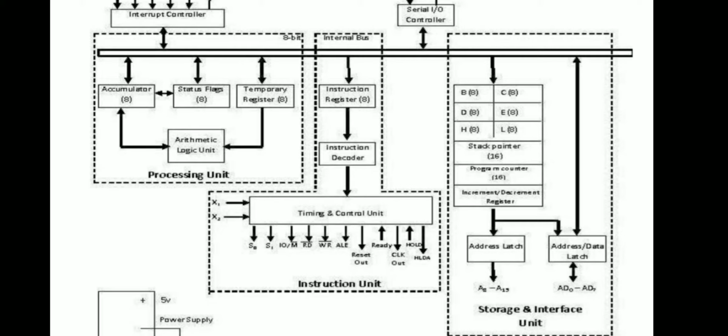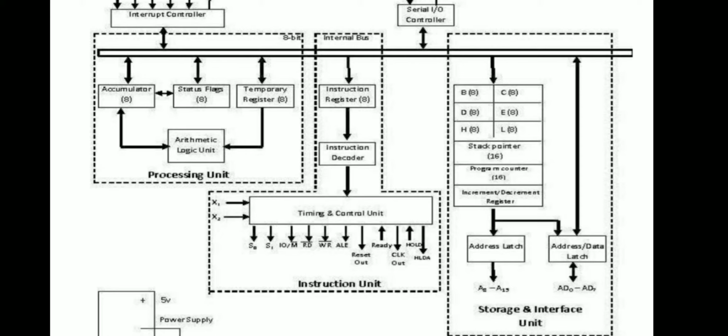The incrementing and decrementing register increments and decrements the address of the memory. In the 8085 microprocessor, there is a 16-bit address bus. The address bus is divided into the lower order address bus and the higher order address bus. The lower A0 to A7 are multiplexed with the data bus, which is AD0 to AD7, and the higher order address bus is A8 to A15.